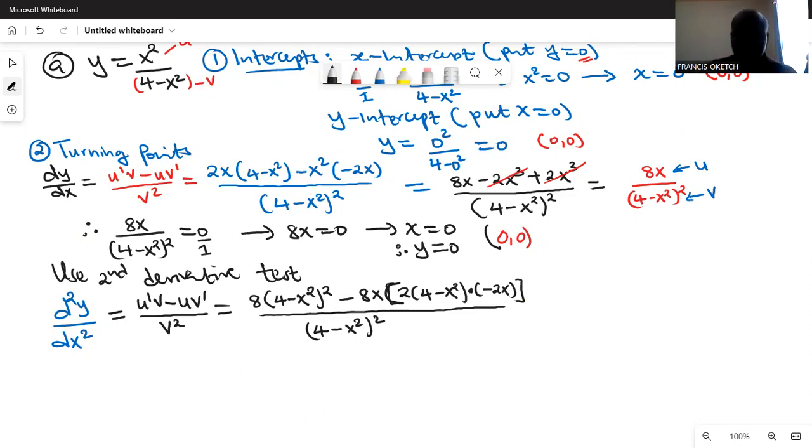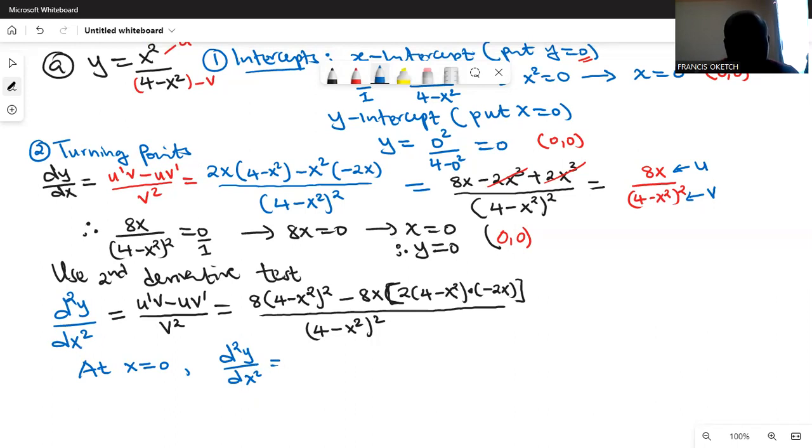Now we need to know the value of this second derivative when x is 0. You don't even need to simplify. So at x equals 0, or simply at the point (0, 0), you see this is a function of x, so you simply substitute x equals 0. What will be our second derivative, d squared y over dx squared?